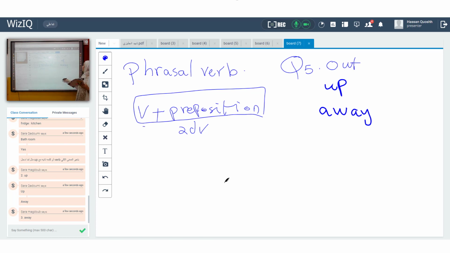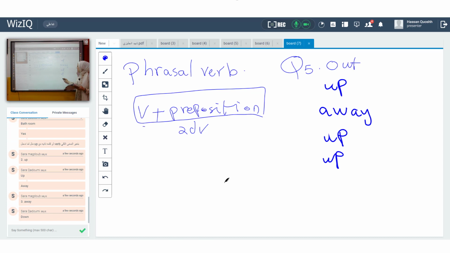Okay, did up. Excellent. Now, number five. You put up or throw new curtains in the living room. They're lovely. Number five, up. Yes, put up. Okay, number six, the last one. They pulled away or down the old house and built three new blocks of flats. Pulled down. So the last one, pulled down.